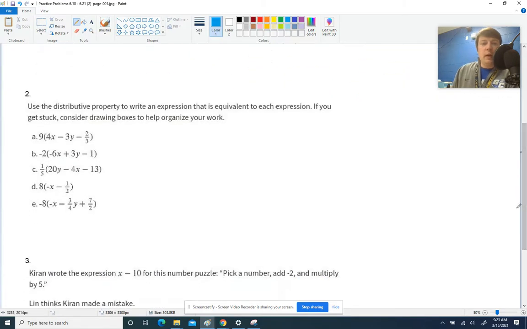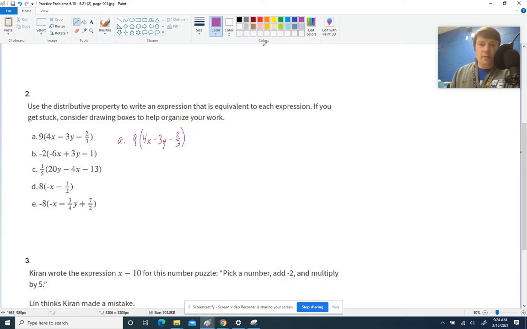Number 2 is a big set of practice problems for distributive property. All right, so we're going to have a lot of work here that needs to be shown. Part A, let's jump right in. We've got 9 multiplied by the group of 4x's, take away 3y's, take away 2/3. And for every one of these, we're multiplying the number that's outside by every one of the terms that are separated by plus or minuses inside the group.